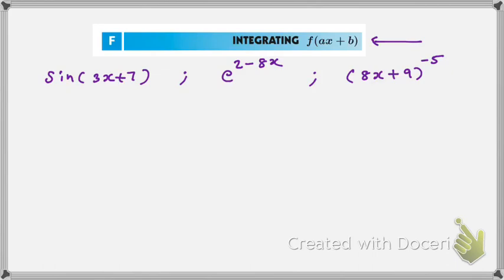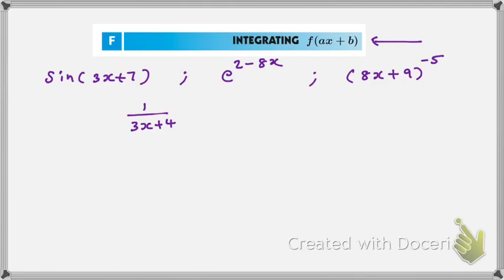This is like x raised to n. It should have been x raised to negative 5, but instead of x, I have 8x plus 9, a function of the form ax plus b. Again, 1 by 3x plus 4. And this is like 1 by x, but instead of x, I have ax plus b, 1 by 3x plus 4. A function of ax plus b.